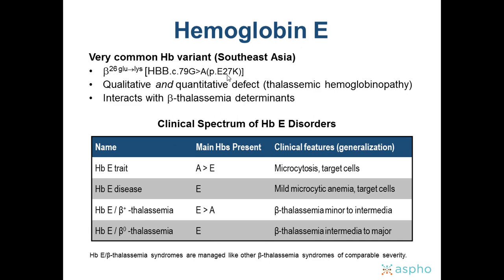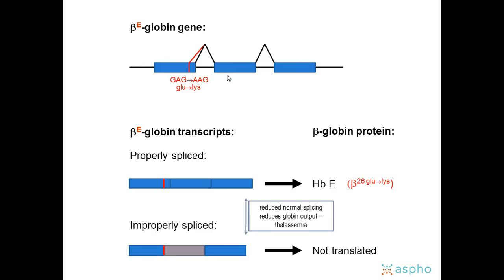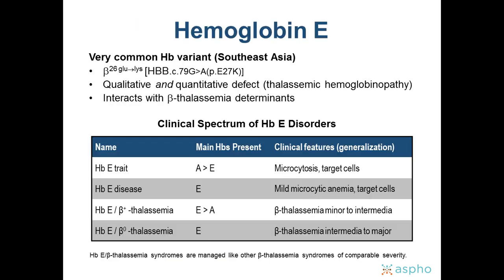So don't be confused by this. The same thing will happen with sickle cell anemia. It's E7V, not E6V, depending on the nomenclature, so you have to know it. And I'll point that out again in a second. So this is another one, like hemoglobin Constant Spring, where there's both a qualitative and a quantitative defect, a thalassemic hemoglobinopathy. It's very common.